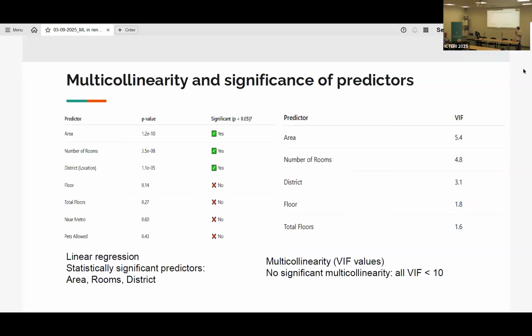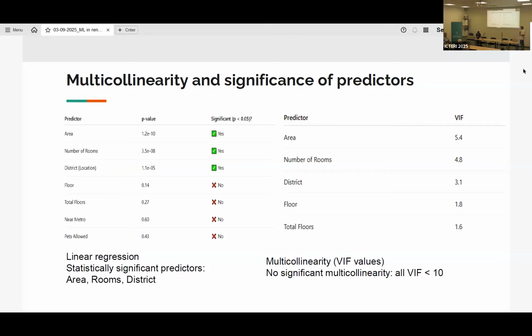So in this case, due to the best performance of the linear model, we consider the statistical significance of factors. We can see that it was area, number of rooms, and district, in this case the district location in Kyiv. The rest of the predictors were insignificant.